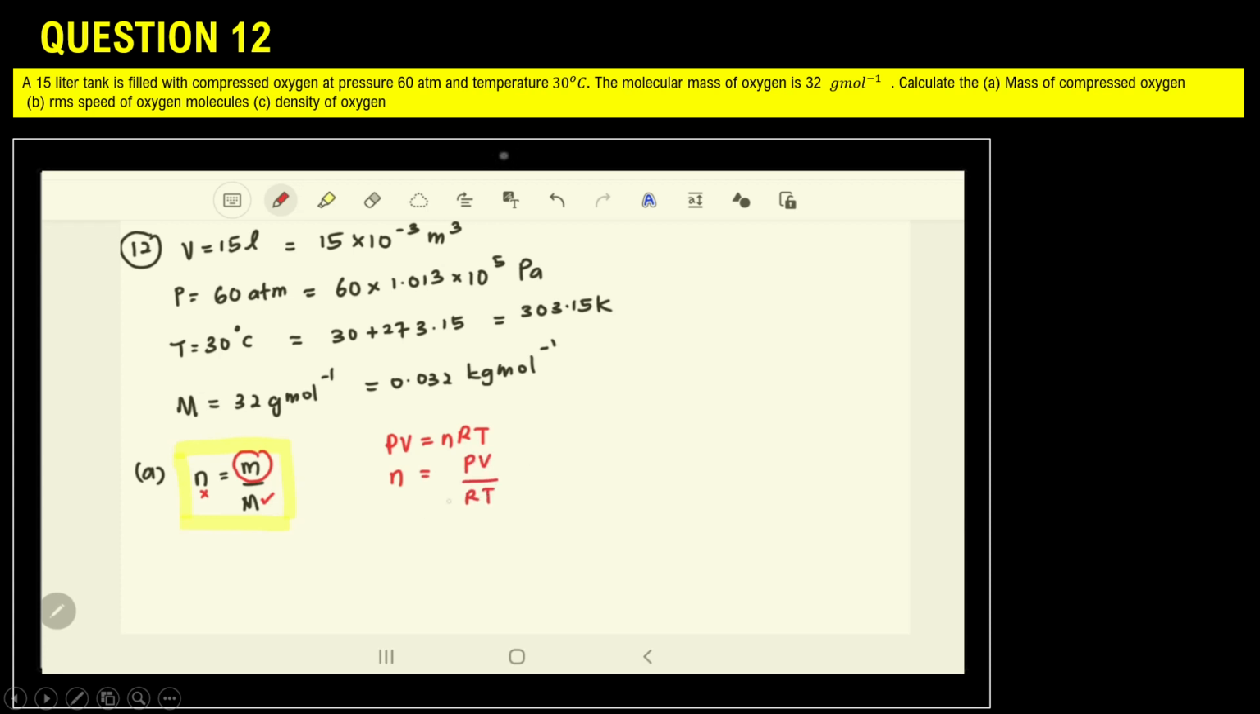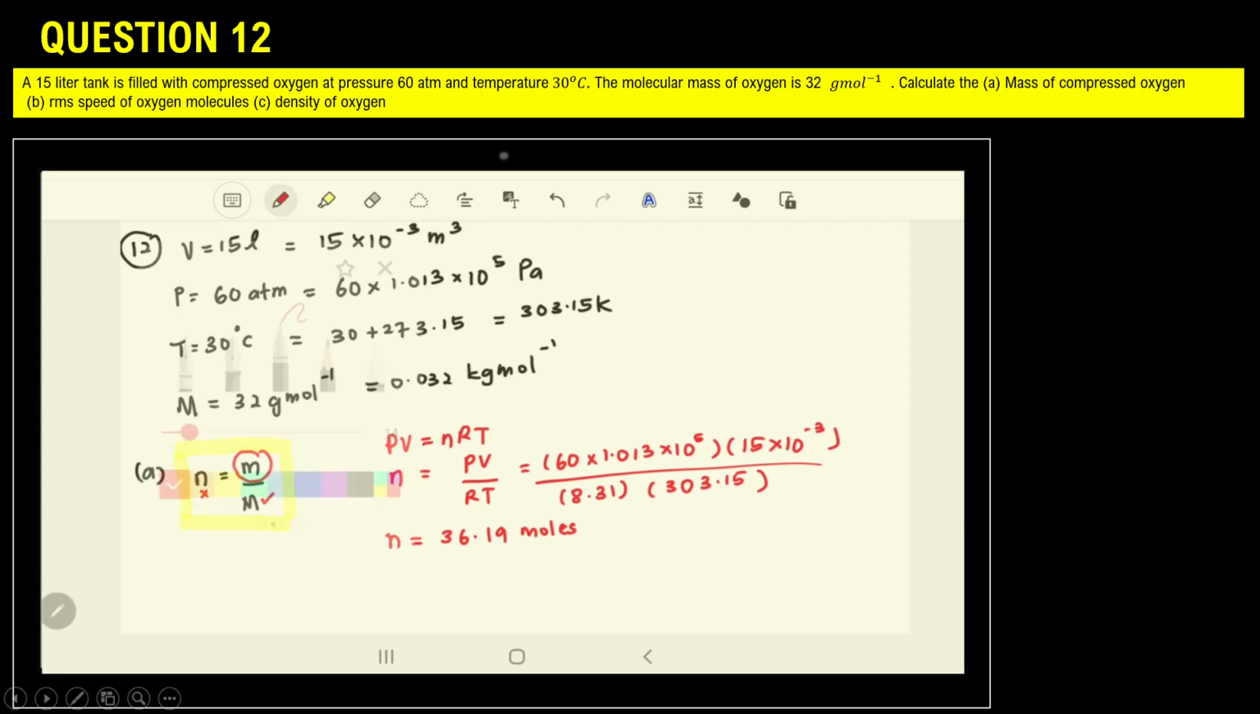Okay, so now it's equal to, P is equal to 60 times 1.013 exponent 5, and the volume is 15 times 10 power of negative 3, over R, the constant 8.31, and the temperature is 303.15 Kelvin. So from here we have our n is equal to 36.19 moles.